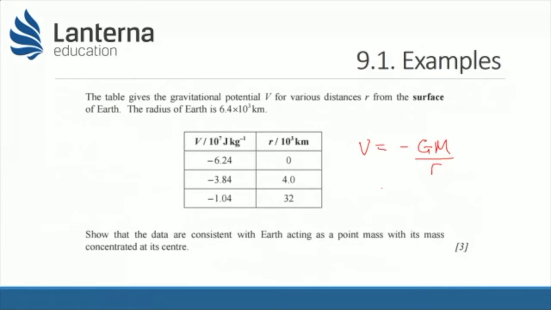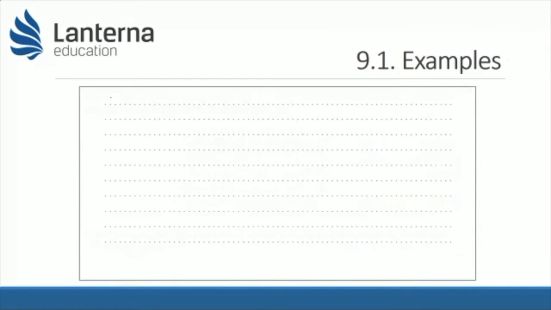So, if it's acting as a point mass, then r should equal the distance r from the surface plus the radius of the Earth. The method I would use here is to take each r from the data, which was 0, 4, and 32. That was little r. Then I want big R equals r plus the radius of the Earth.